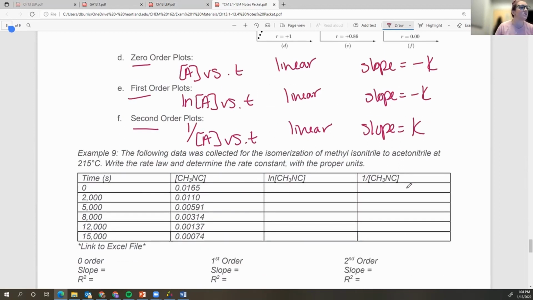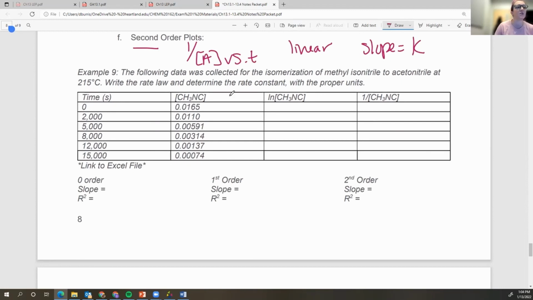So like I said, we're going to use Excel. I'm going to do this example here. I'm going to show you a couple of tricks for Excel, and then you guys can try example 10 by yourself, okay? So I gave you this data. I'm going to graph it in Excel. I'm going to have Excel calculate my natural log and my 1/concentration for me and graph it so I can find the slope and the R². So what I'm going to do is find that file so I can show you example number 9.